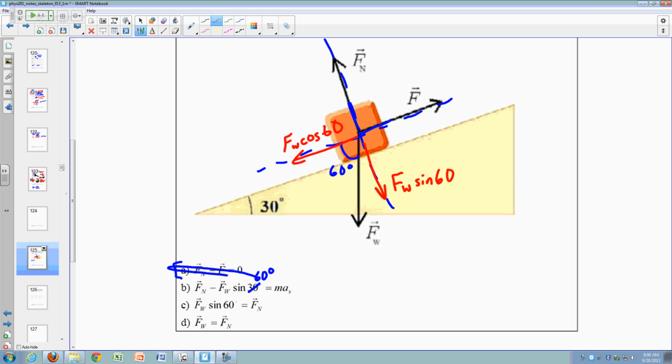But that option B still is not correct. Why is it not correct? Even if I make that change? What's that, Joseph? No, it wouldn't be correct with cosine of 60 because the normal force is in the y direction. And then you would have a vector on the x-axis and a vector on the y-axis, and they're not related. Why is this still not correct?